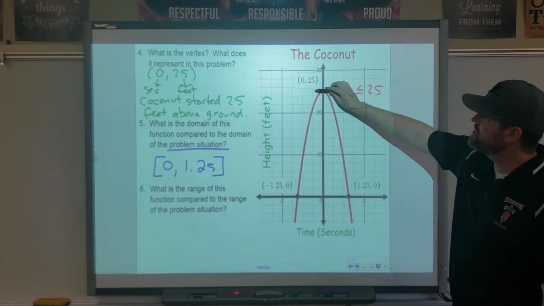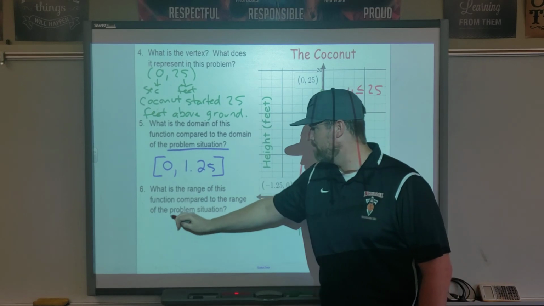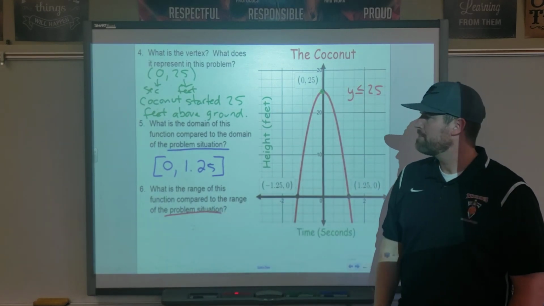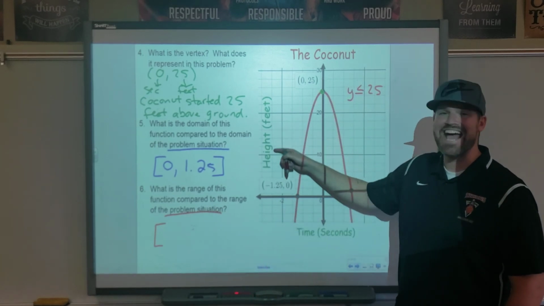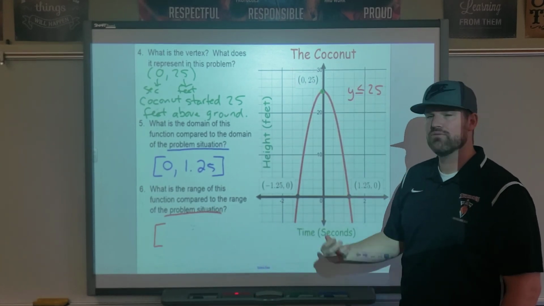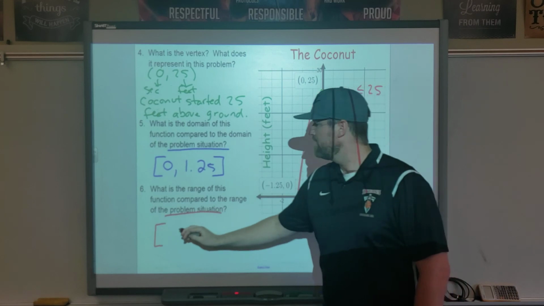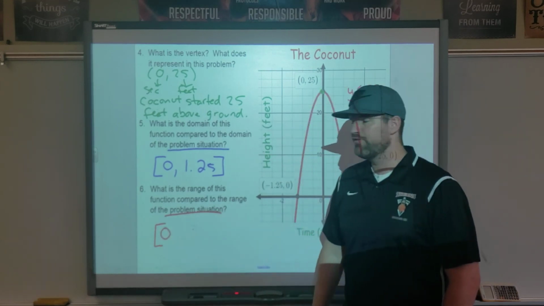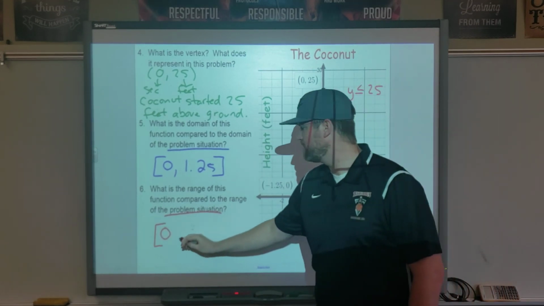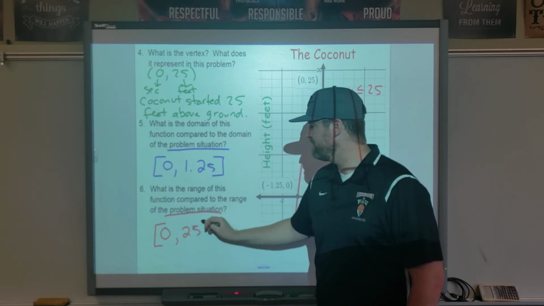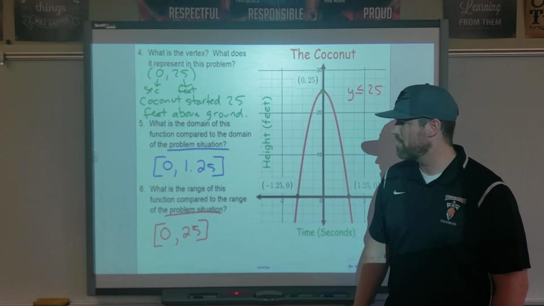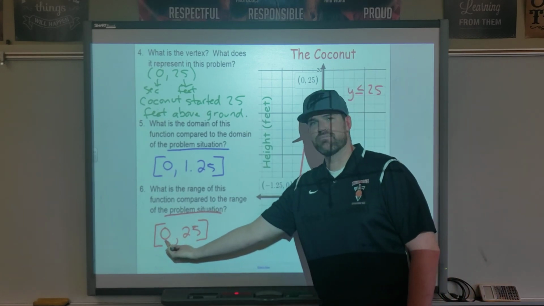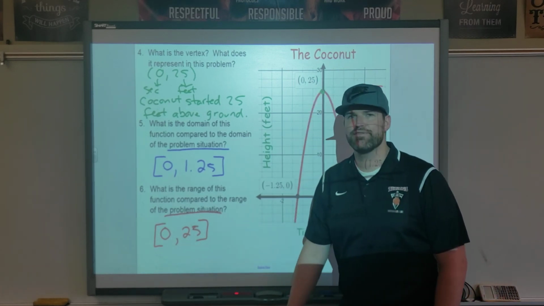So the range in context of the problem, right, that's the important part. In context of the problem, the range, the y values, or the height at which the coconut was, it was as low as 0 feet when it hit the ground, but it was as high as 25 feet when it was still in the tree. So in context of the problem, we're only looking at heights from 0 to 25 feet.